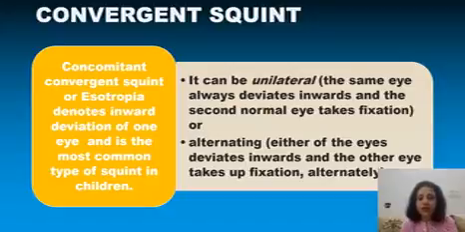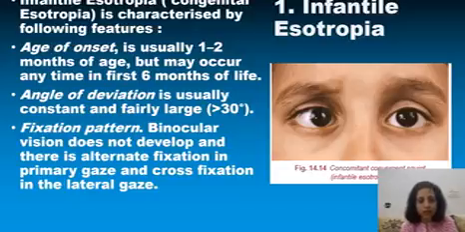A convergent squint may be unilateral, in which the same eye always deviates inward and the second eye is always taking up the fixation. Alternating convergent squint, in which either eye, when one eye takes the fixation, this becomes convergent, and when this takes the fixation, this becomes convergent. This will be an alternating convergence.